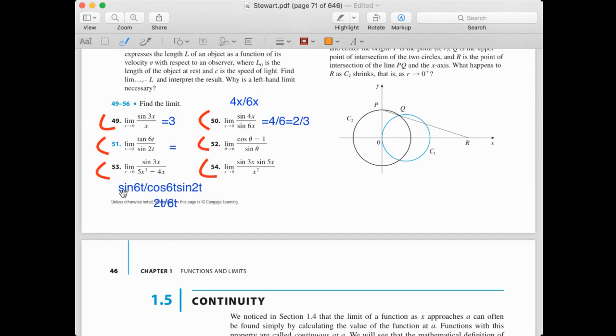So what's left? So we have 60 over 2t cosine 60. T and t cancel out, and cosine 0 is 1, so we have 3. That's what you did?